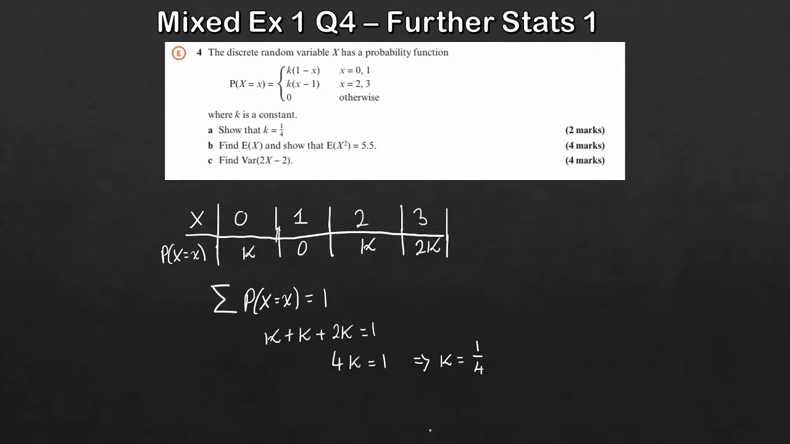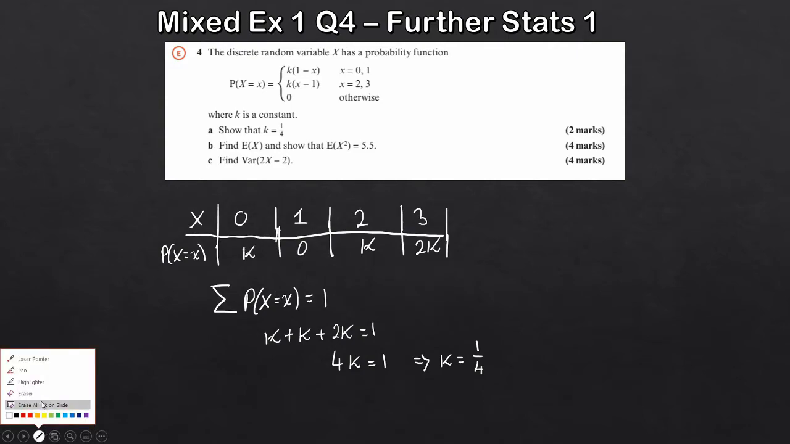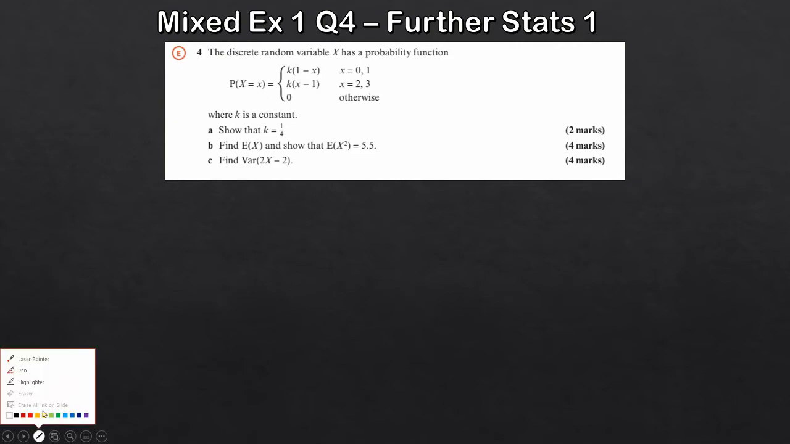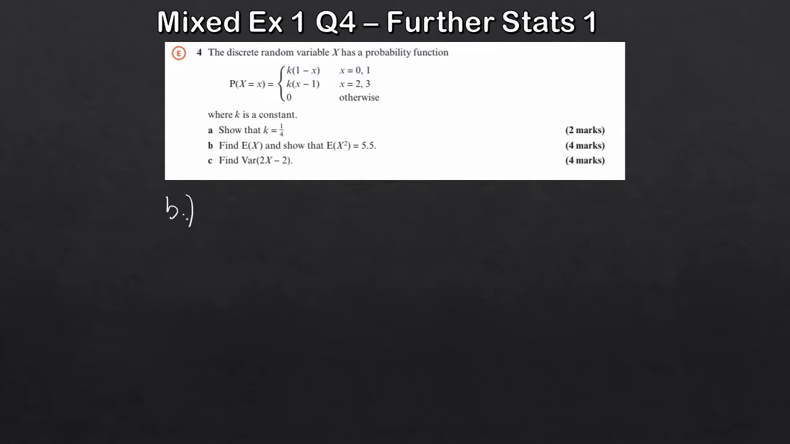So part B again, pretty standard, finding the expectation of x and the expectation of x squared. So if I just clear all this, remember that we have k equals a quarter. In fact, we don't even need to, we're given that, so that's the nice bit of this question. So E of x, how do we do that? Well, remember, the expectation of x we obtain by multiplying our table together.